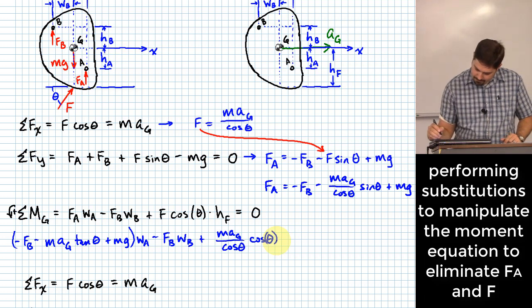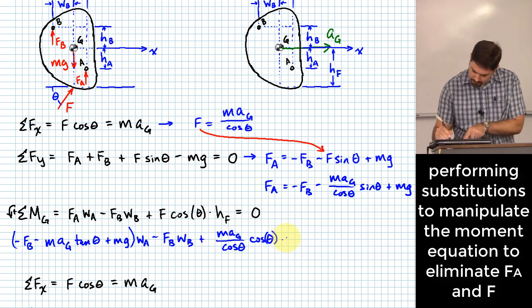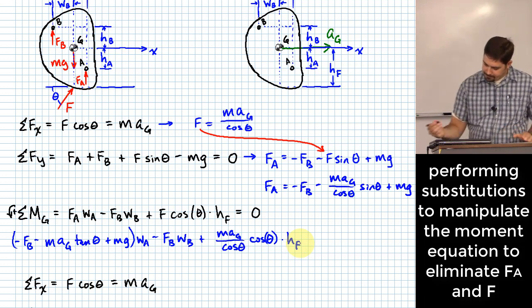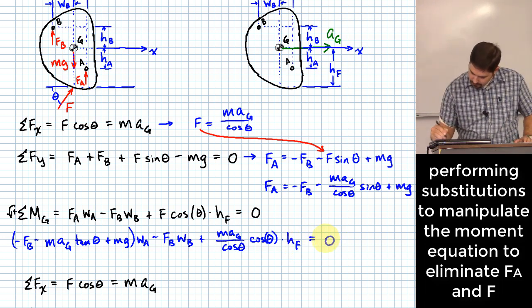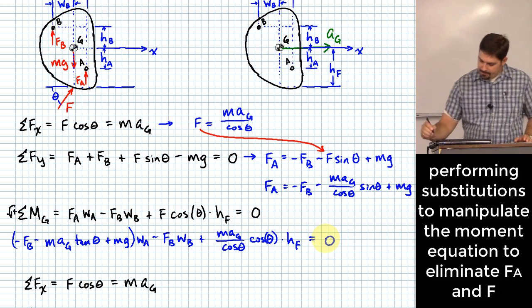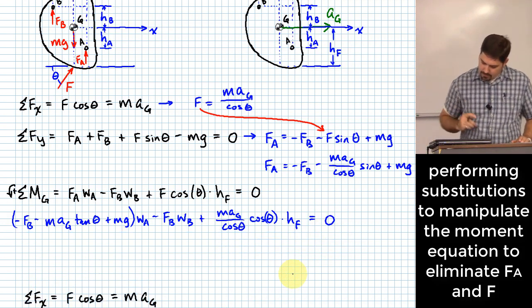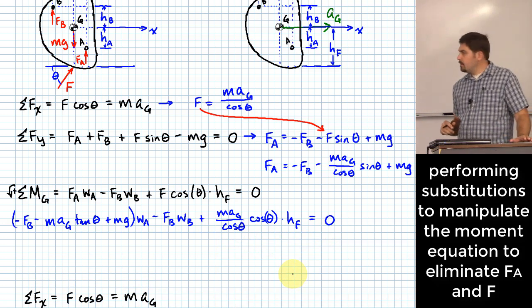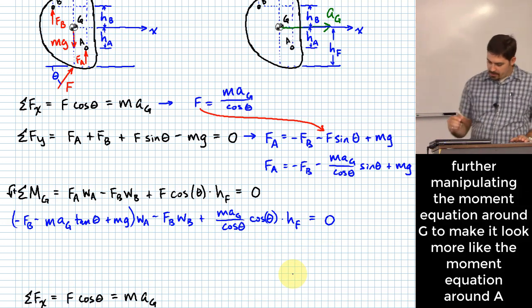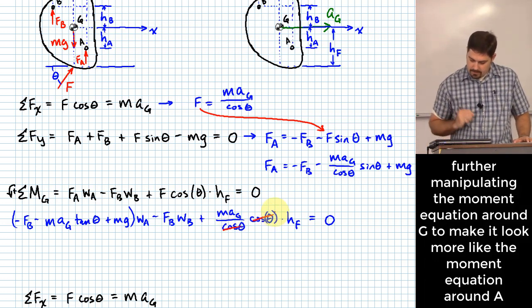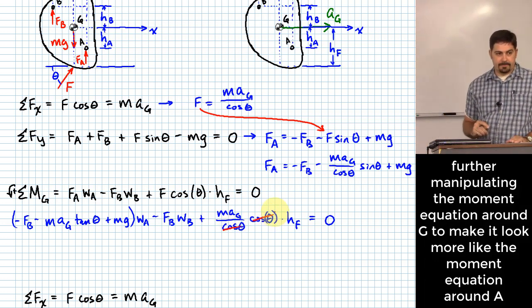Times what? Times HF is equal to 0. Okay? All right. So there's a few things we can do here. One of the things we can do is we can eliminate that cosine that I have right there. Okay? So that divides out.